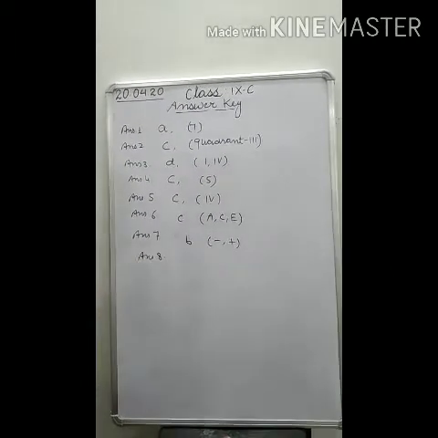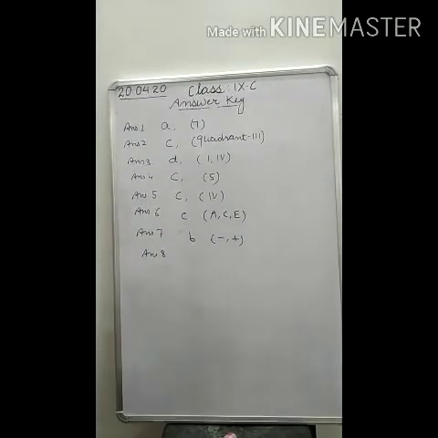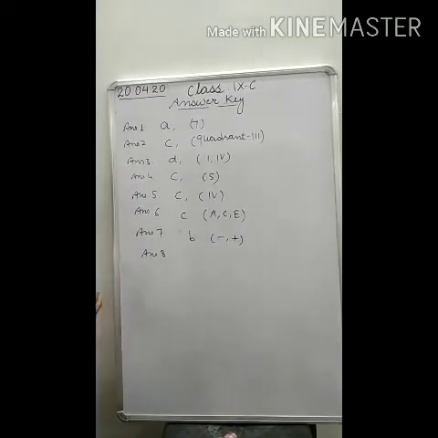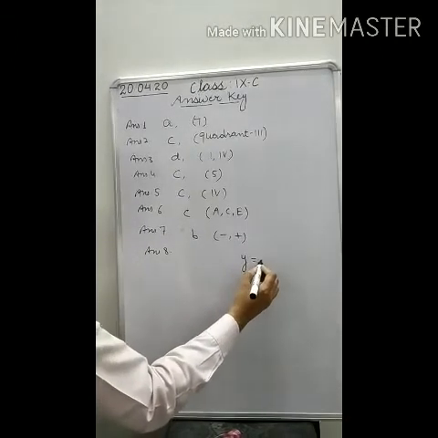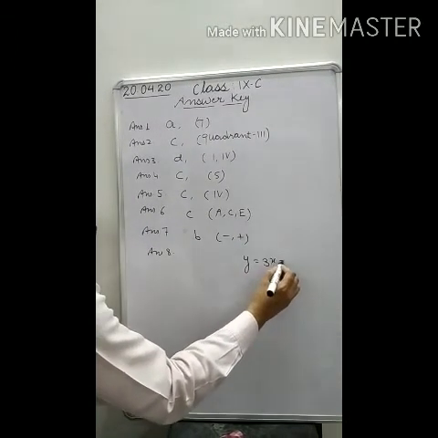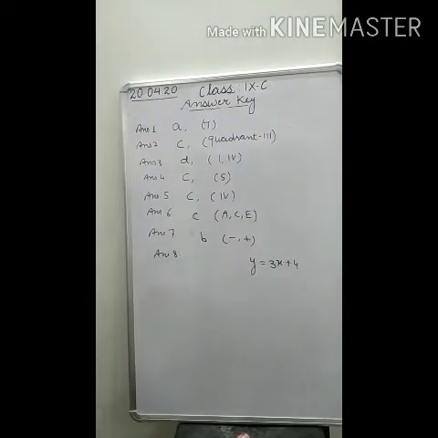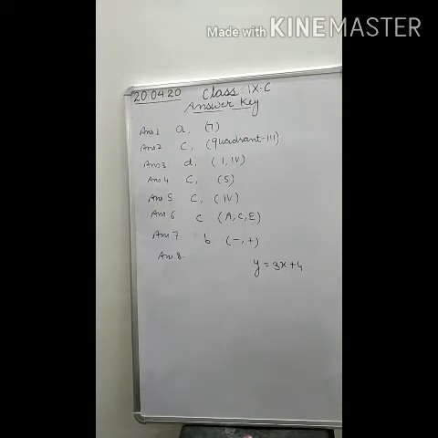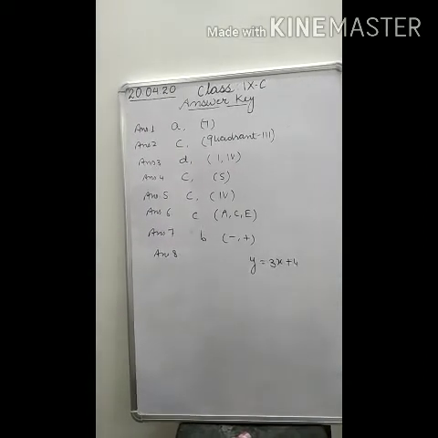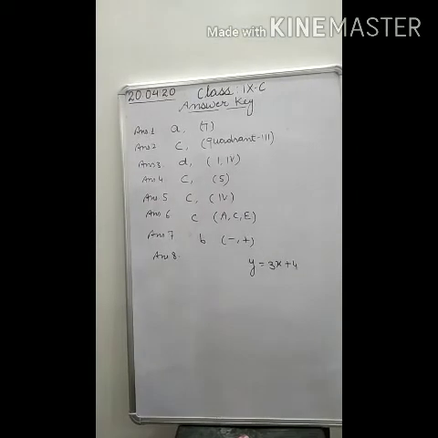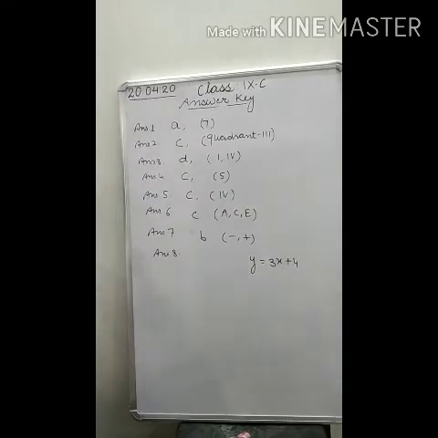answer number 8. Student, in this question you are given: which of the following points does not lie on the line y equals 3x plus 4? You have to find out of these four given points which one does not lie on this line. The point which does not satisfy this equation will not lie on it. First of all, you check the given point 1, 7.